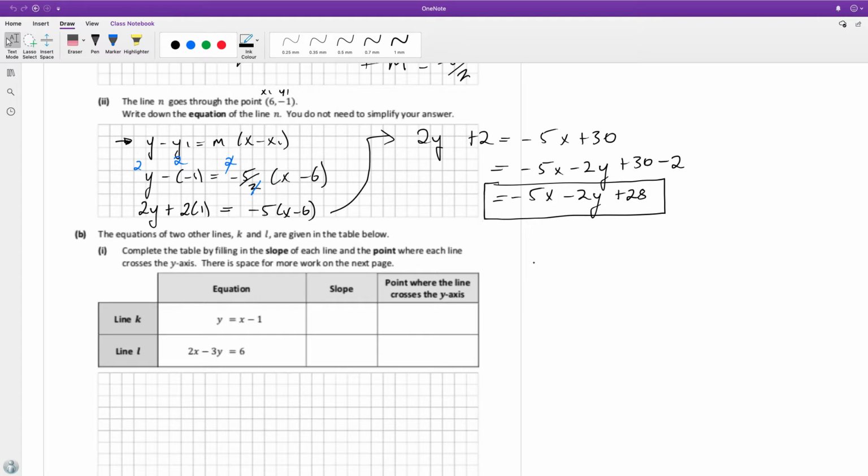Using the line again. y equals x. Right, let's have a look at it.